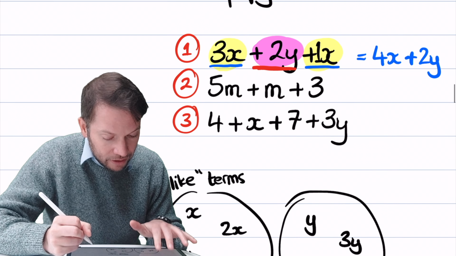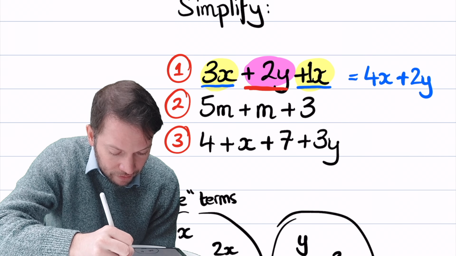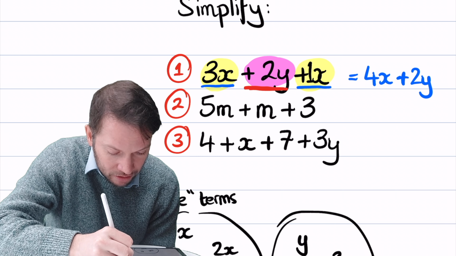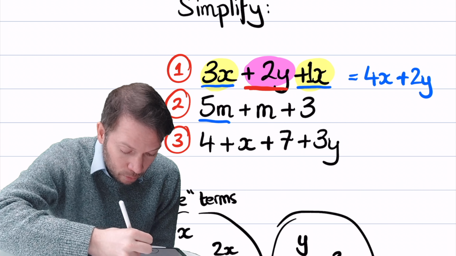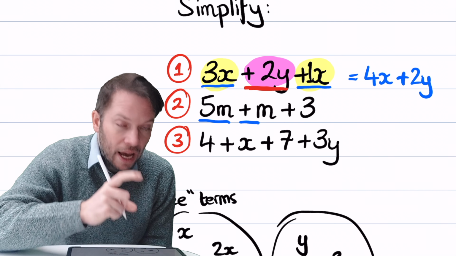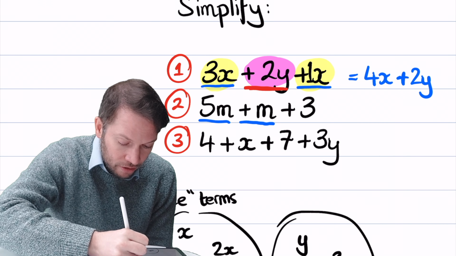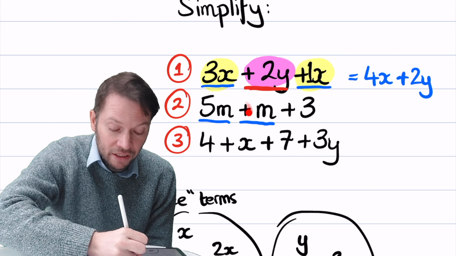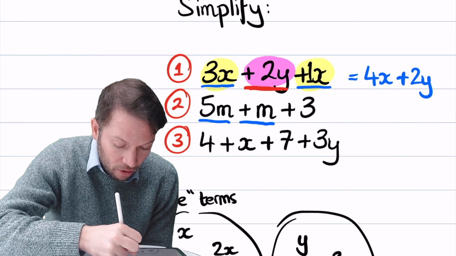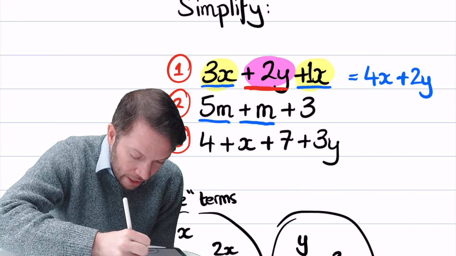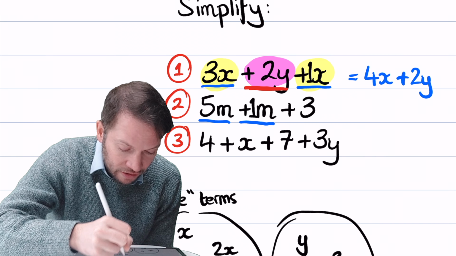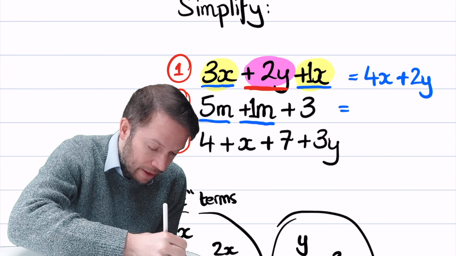What about the next one? Well, let's see what's like terms with the 5m at the start. Have you got another m term? Yes, we've got the one after it. We've got the plus m. And remember, you must include the symbol before it, the plus or the minus before it. So we've got 5 lots of m plus 1 lot of m. Remember, we could just put a 1 there if there's no number, which is 6 lots of m, right? So we've got 6 lots of m.